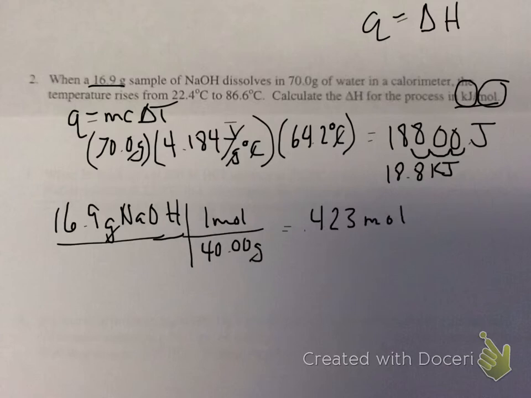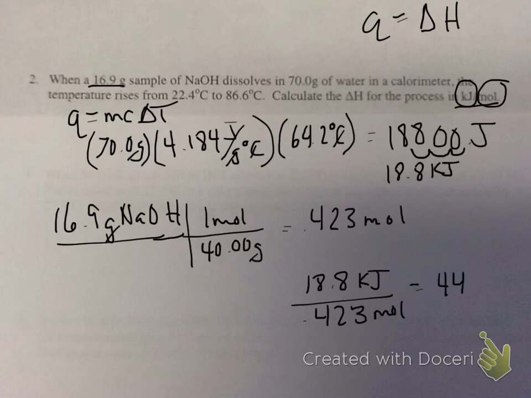So now I need to get my kilojoules per mole. So I take my kilojoules and I divide it by my moles. And when I divide, I get 44.4 kilojoules per mole.